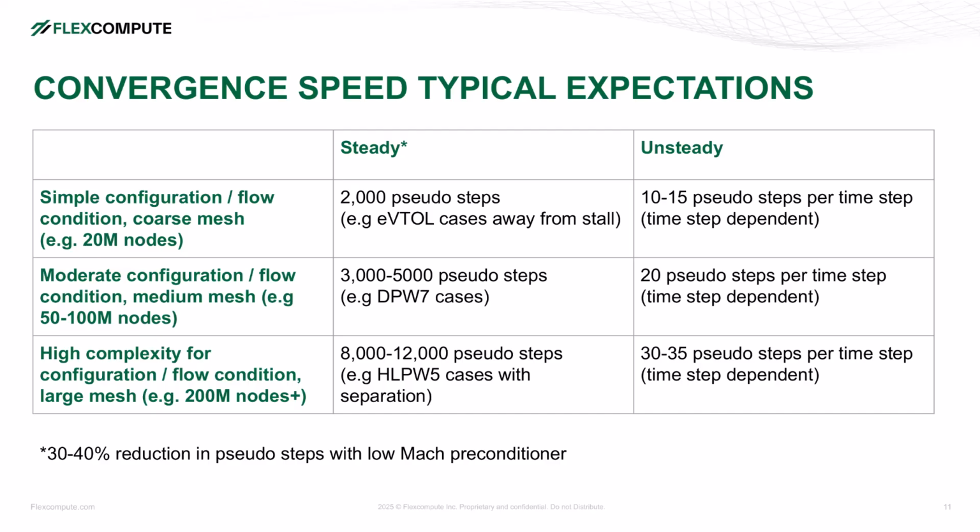For moderate configurations with more complex flow features and medium meshes, you may need higher pseudo-step counts for both steady and unsteady runs. Around 3 to 5,000 for steady and 20 pseudo-steps per physical step for unsteady.